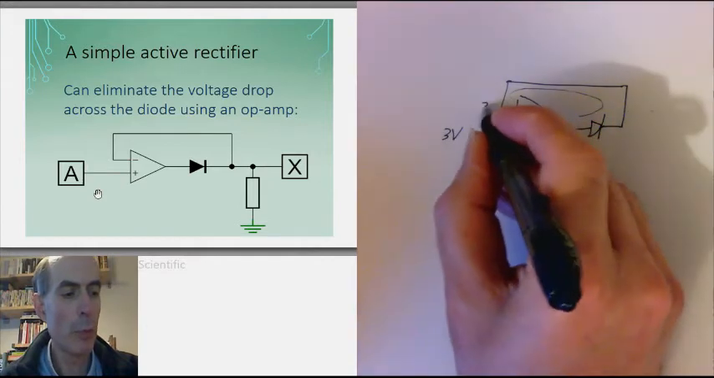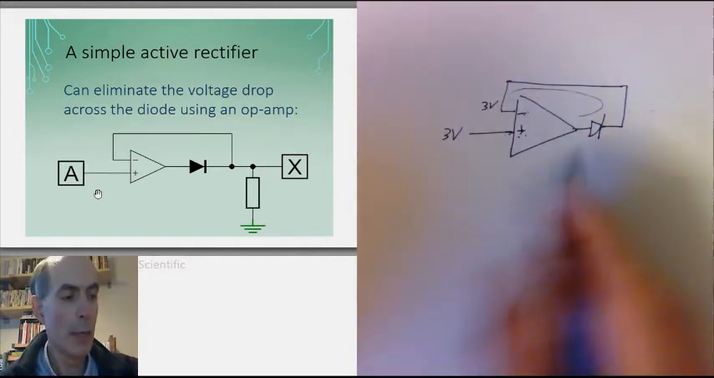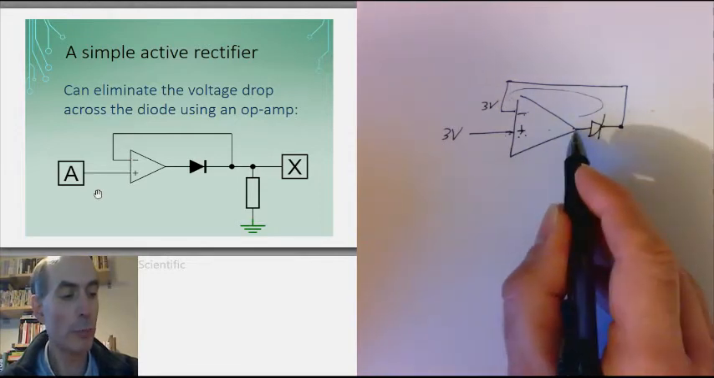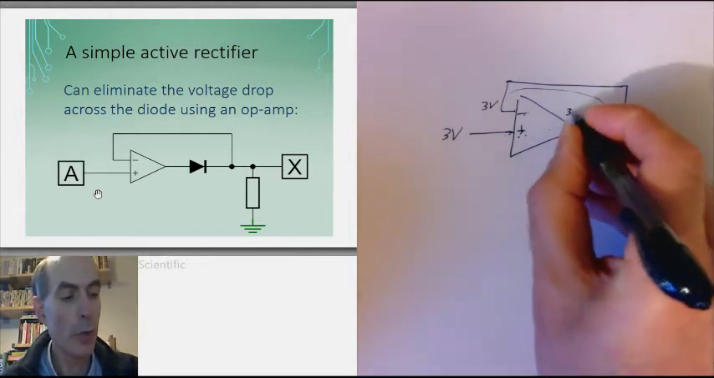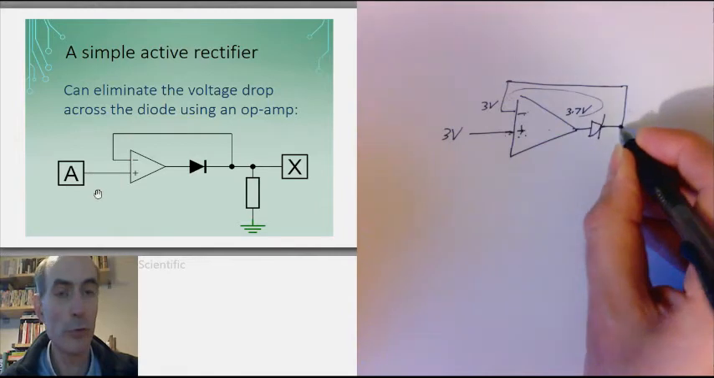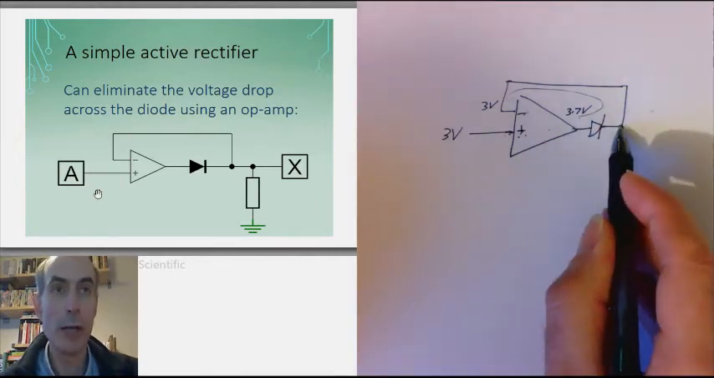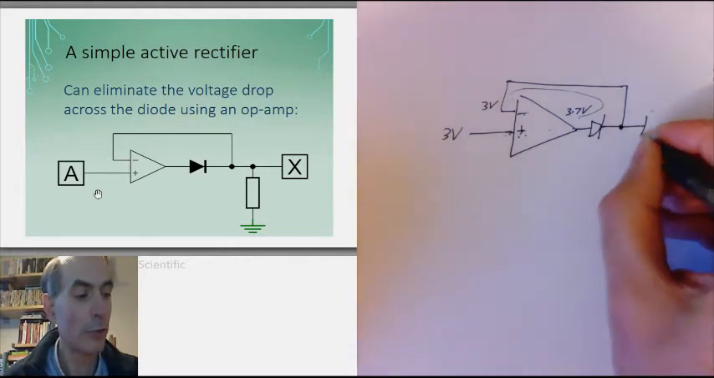So this point here would be 3 volts as well. In order to get this point here at 3 volts, the op-amp will have to produce an output somewhere around 3.7 volts, one diode voltage drop higher than the output of the actual circuit at X.